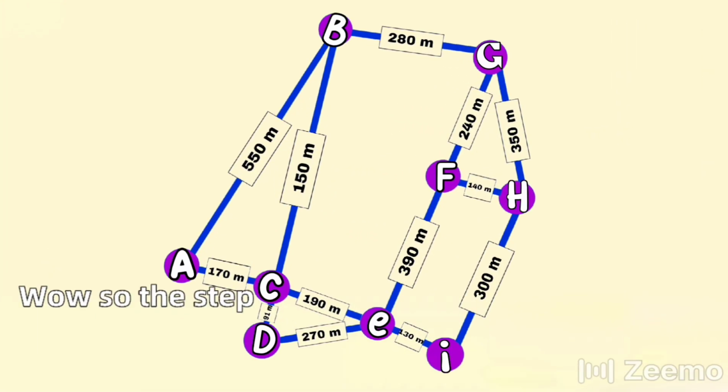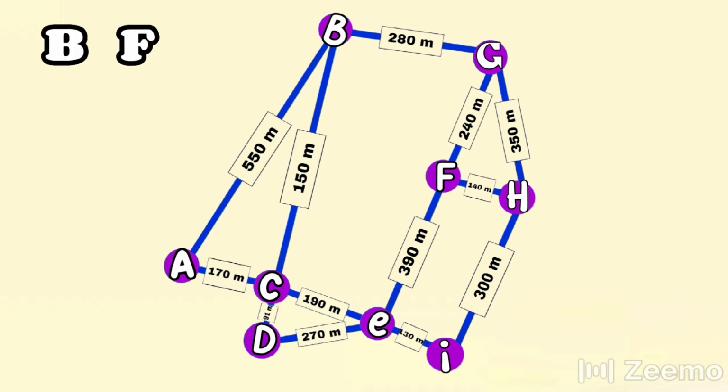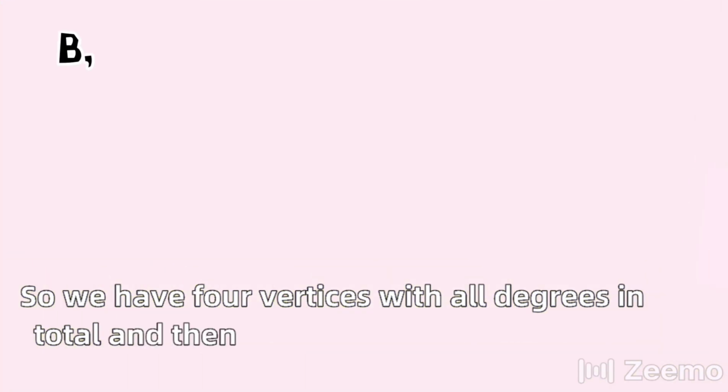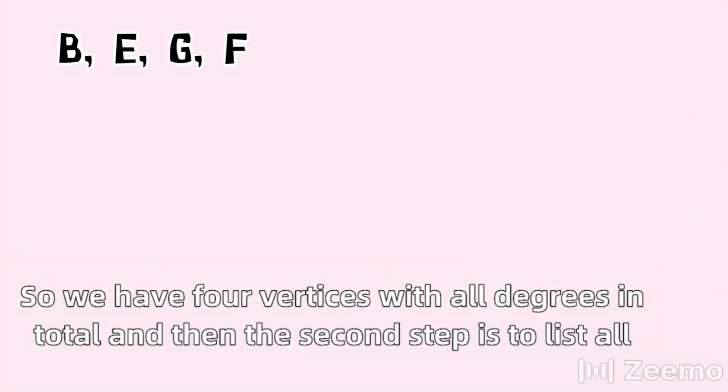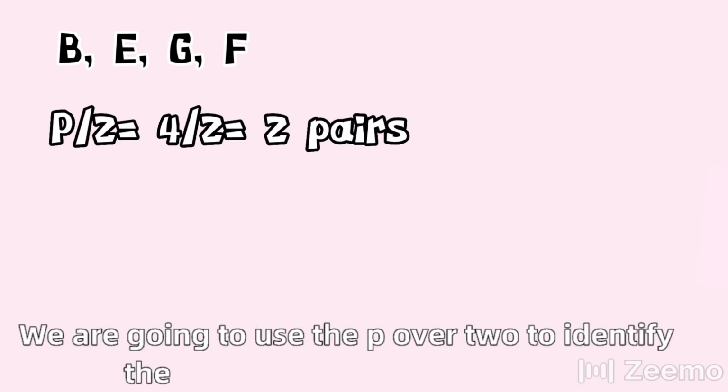Wow! So step 1 is listing and counting all vertices with odd degrees. So we have here B, F, G, and H. So we have 4 vertices with odd degrees in total. And then, the second step is to list all possible paired vertices with odd degrees. We are going to use n over 2 to identify the number of pairs in each set. 4 over 2 is equal to 2 pairs.